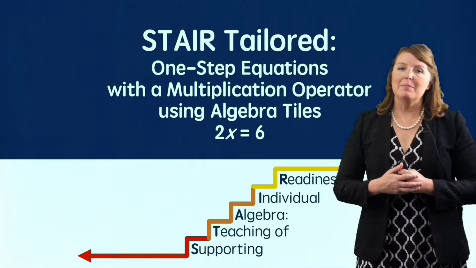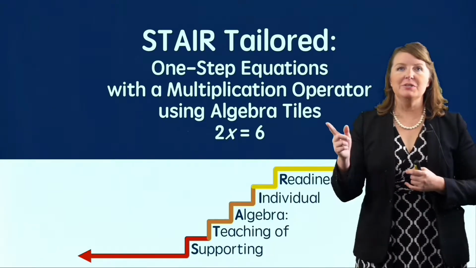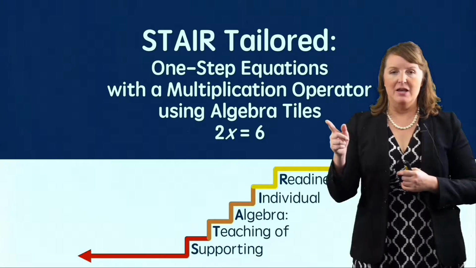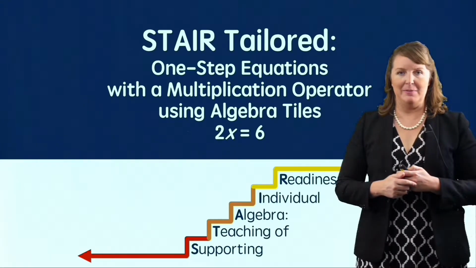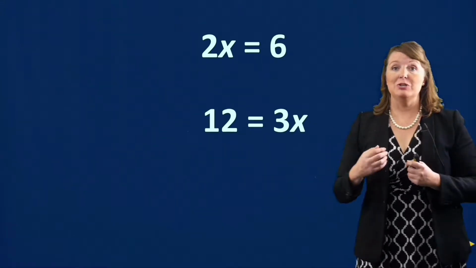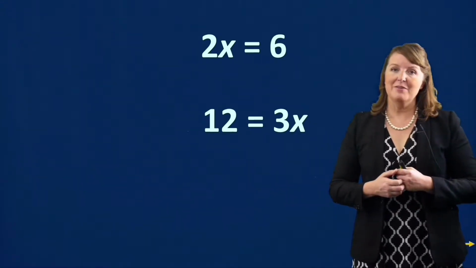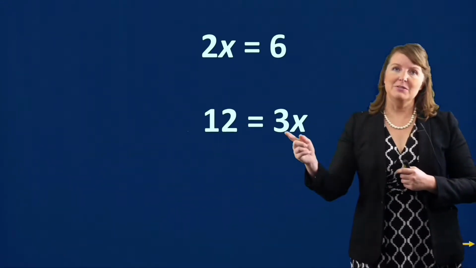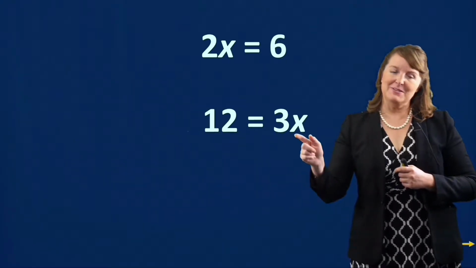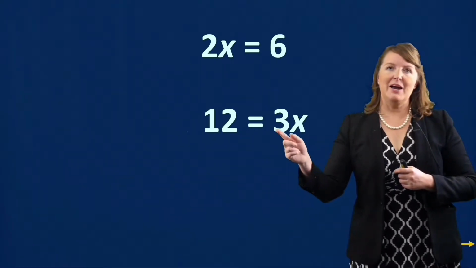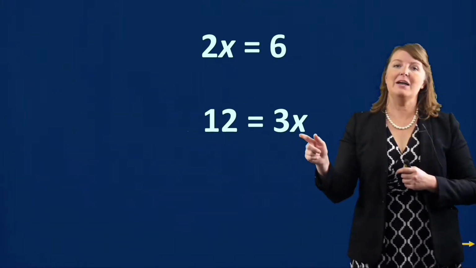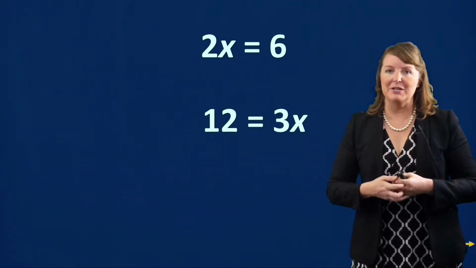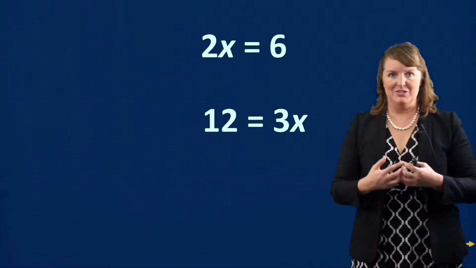And today we're thinking about solving one-step equations using a tool called the algebra tiles. And we're going to solve problems that have a multiplication operator symbol in them. Problems like these: 2x equals 6 and 12 equals 3x. The multiplication symbol, it's not really visible here, but whenever we have 3 and it's right next to x, that's basically 3 times x. So that's how we're interpreting these problems as multiplication problems.